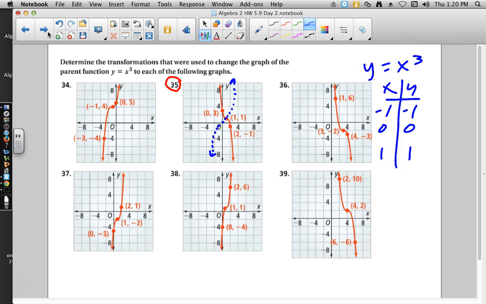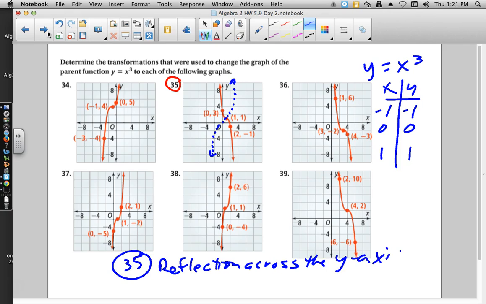So the first thing I notice is this is backwards. So that means that our a value was a negative. And the transformation that makes that happen is a reflection across the y-axis. So 35 said determine the transformations. Well, we would have a reflection across the y-axis. Now, it definitely looks like some things have changed here.